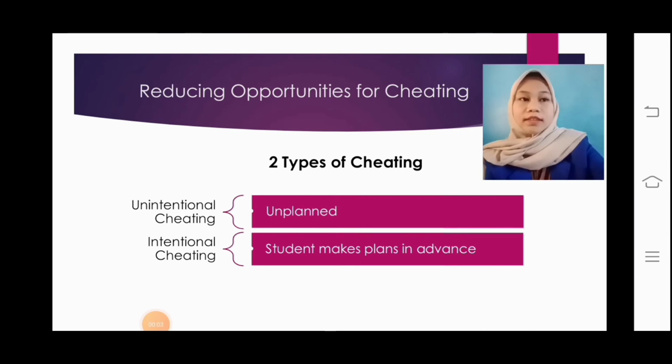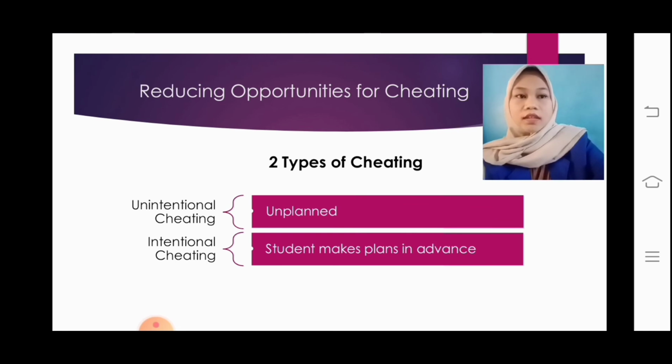When we hear about assessment, we remember tests. And then the test can be affected by cheating. There are two types of cheating. The first one is unintentional cheating, and the second one is intentional cheating.